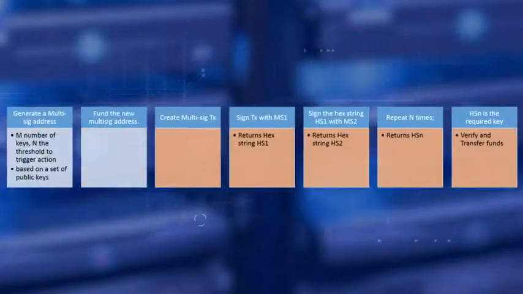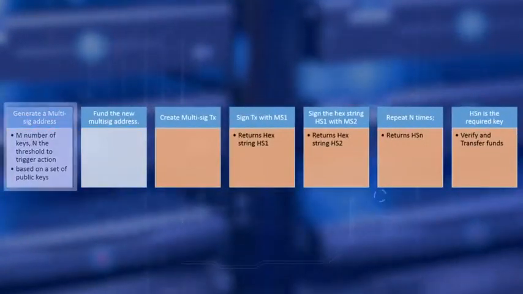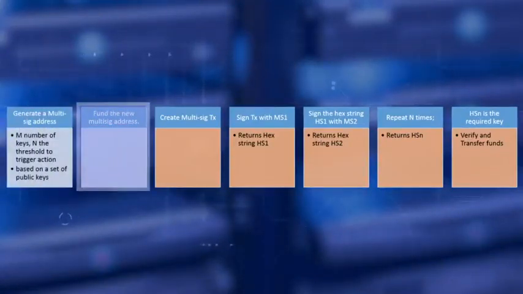How do you use multi-sig? Generate a multi-sig address. It has n number of keys, m of which are required to trigger an action. Then fund the new multi-sig address with a deposit. Now you are ready to transact.